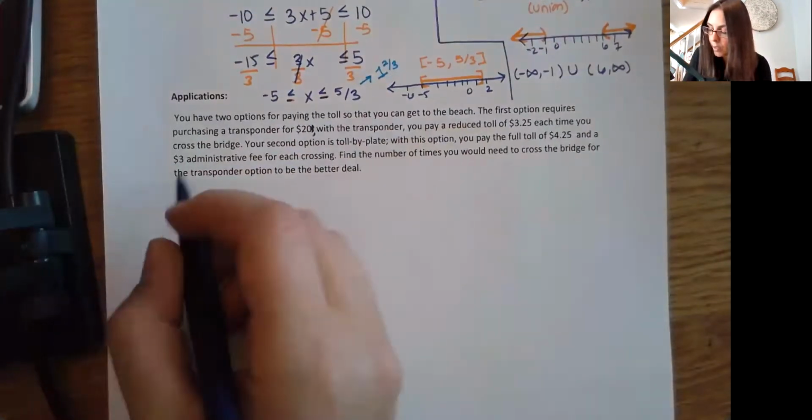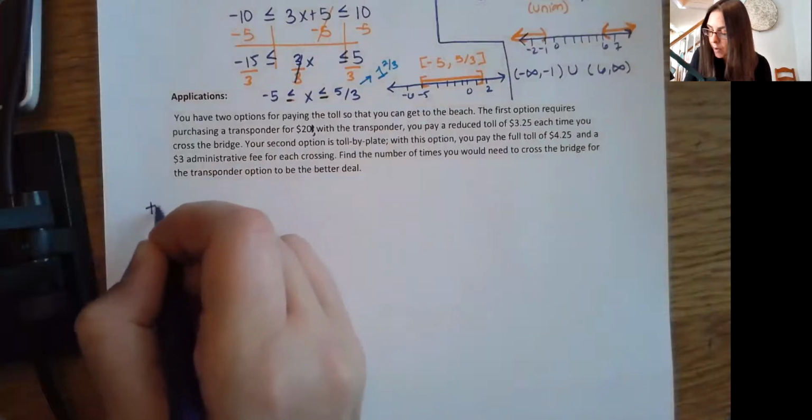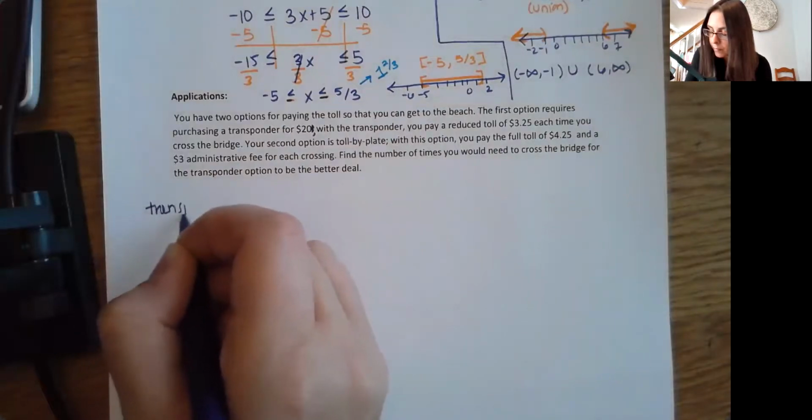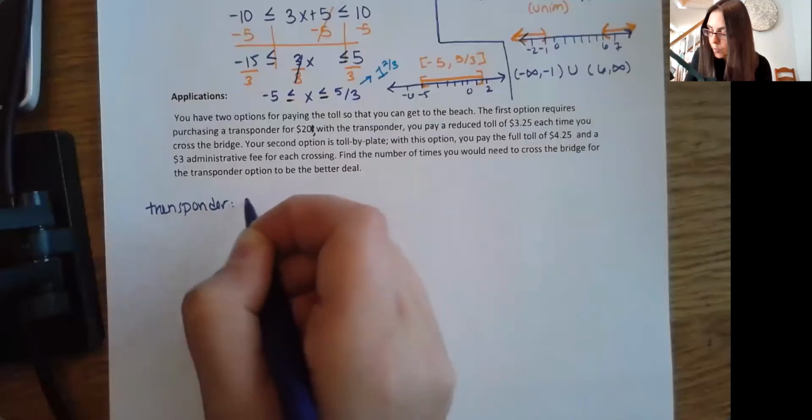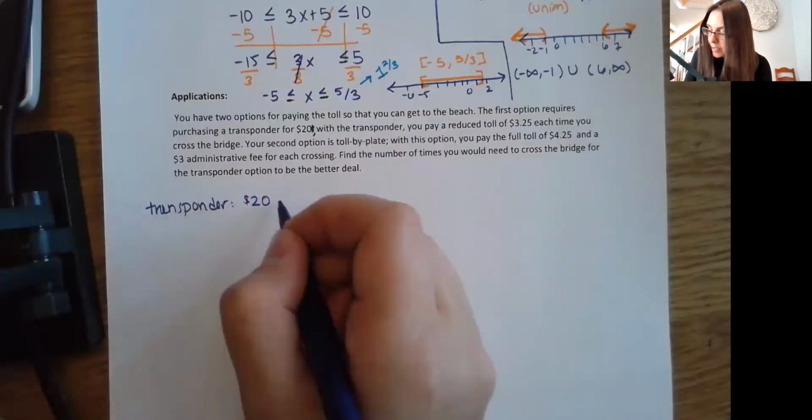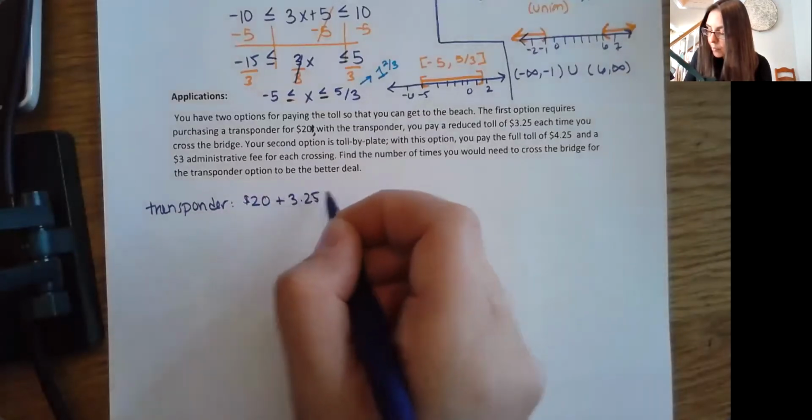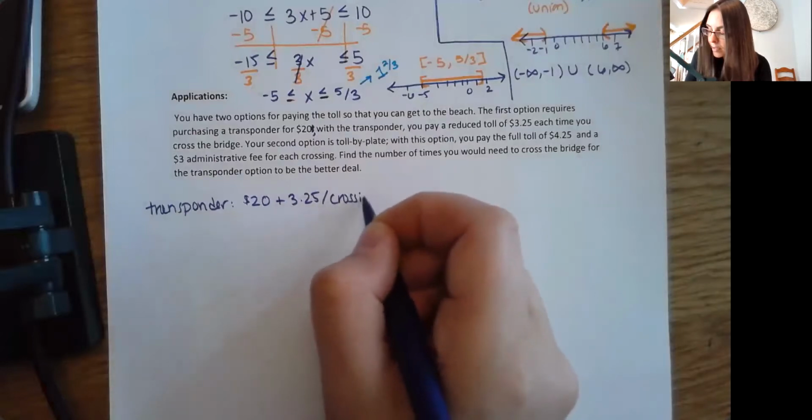So I'm just going to make a note here. So if you get the transponder, it's $20 up front plus $3.25 per crossing, right? For each time you cross the bridge.